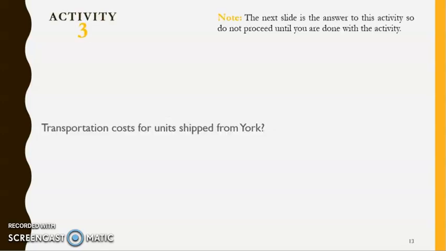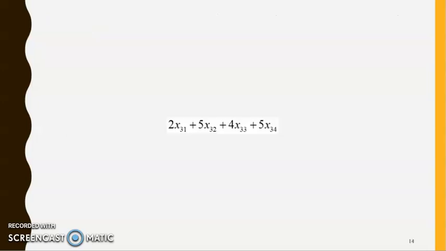The next one is very similar to the 2 previous ones. So the answer for this would be 2x31 plus 5x32 plus 4x33 plus 5x34. These numbers that you see, 2, 5, 4, 5, you can get them from the graph.